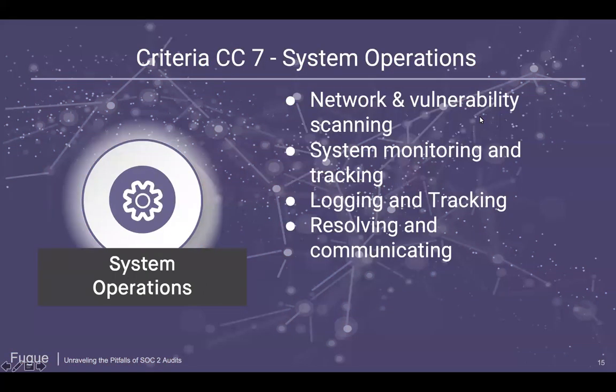The next common criteria that I'm going to review is around system and operations. And this defines really around your network and vulnerability scanning, as well as your system monitoring and tracking. So for example, if someone tries to access your production database and it's an unauthorized user, do you get a notification about that? If your production database suddenly becomes unavailable, do you receive an alert and do you get notified about that?